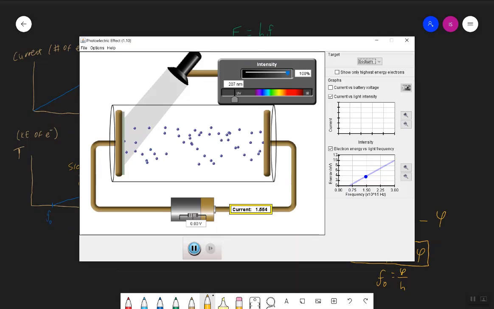Planck's constant. So hopefully this makes sense as to how Einstein's explanation in terms of light being a particle does explain the photoelectric effect, right? You have this work function, you have this threshold frequency this light has to have, and everything else gets put into the kinetic energy of the electrons.